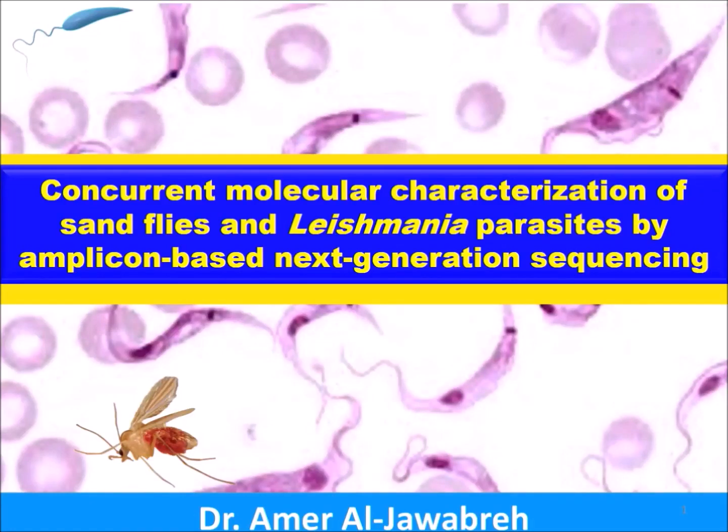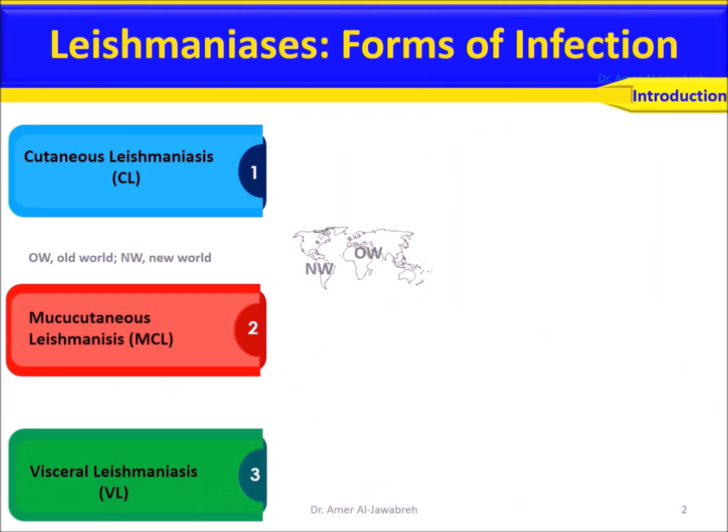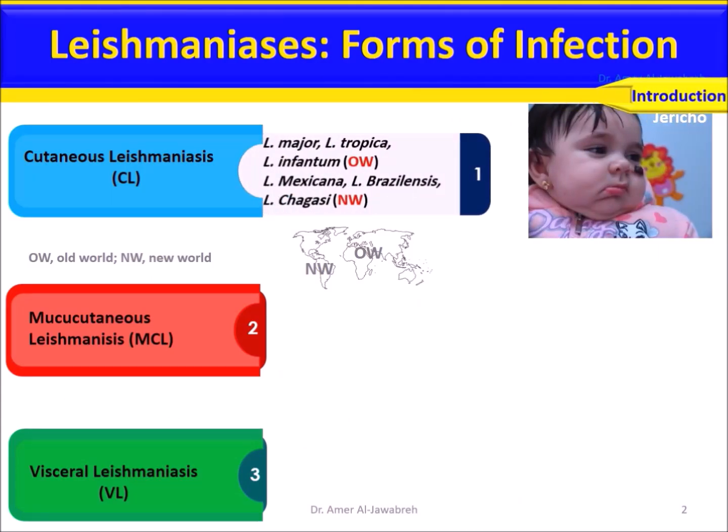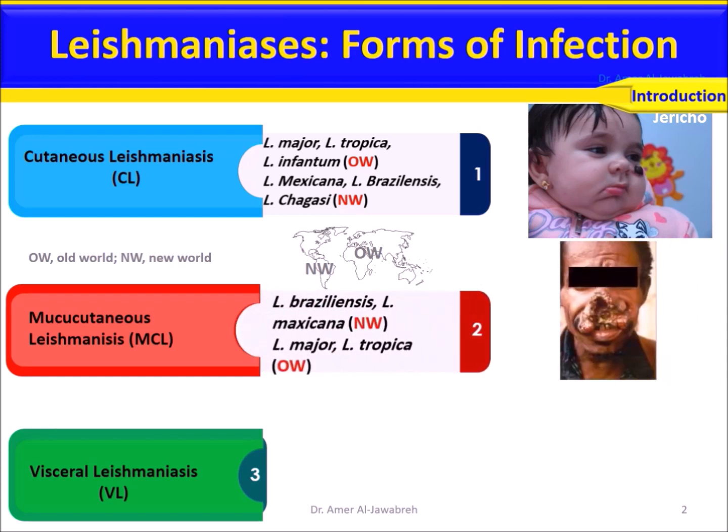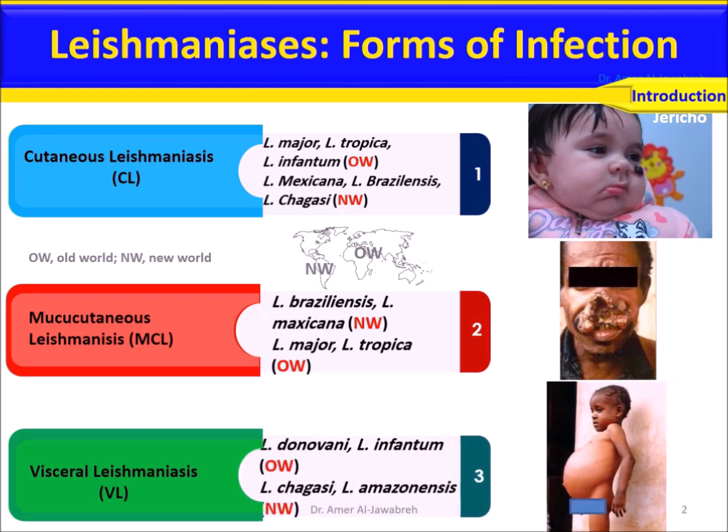Concurrent molecular characterization of sandflies and Leishmania parasites by amplicon-based next-generation sequencing. Three major forms of Leishmaniasis. Cutaneous Leishmaniasis, CL, caused by major, tropica, infantum, mexicana, brasiliensis, or chagasi. And mucocutaneous Leishmaniasis, MCL, caused by brasiliensis, mexicana, and major or tropica. Visceral Leishmaniasis, caused by donovani, infantum, chagasi, and amazonensis.